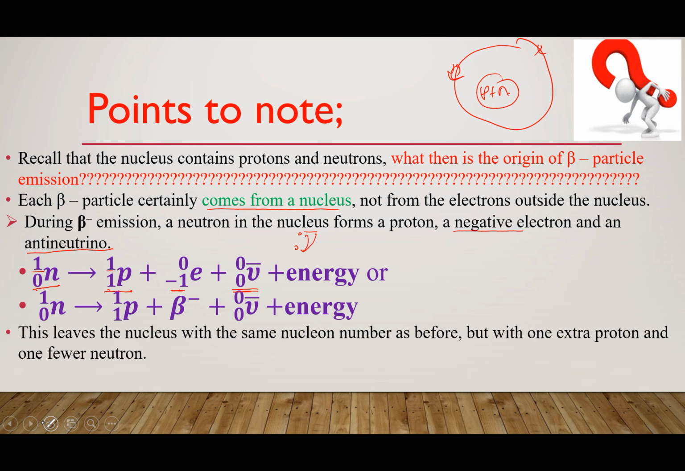So this leaves the nucleus with the same number of nucleons as before, because we just lost one neutron as we gained one proton. That means the number of neutrons has reduced by one, but the number of protons has increased by one, which means the total number of nucleons has not changed. But since we have one extra proton and one fewer neutron, perhaps what has been formed is relatively a different nucleus. So this is how the beta particles are coming from the nucleus. They are not coming from the electrons around the nucleus, but they are being emitted suddenly as the neutron changes to a proton. So as the neutron changes to a proton, we get a beta minus particle. In a similar way, as a proton changes to a neutron, we shall get a beta plus particle.